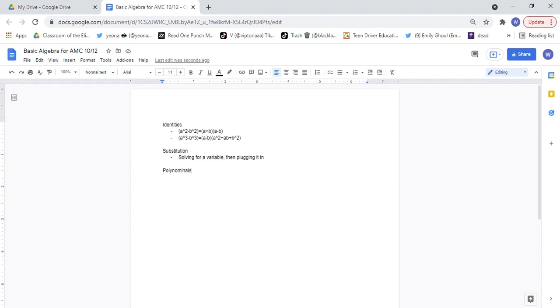The first thing that I think you should know about polynomials is the binomial theorem. I think anyone that's taken statistics definitely knows this, or some pre-calculus course. The binomial theorem is basically a way to expand a polynomial, and it's used to expand anything in the form (a plus b) to the n.